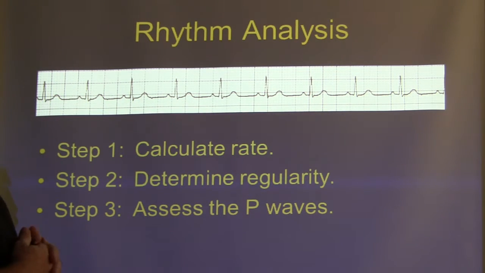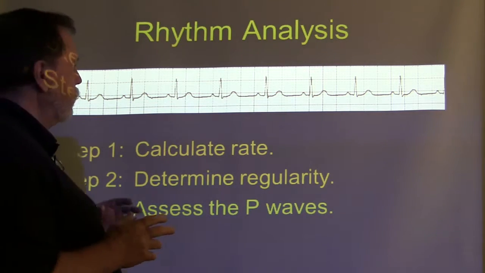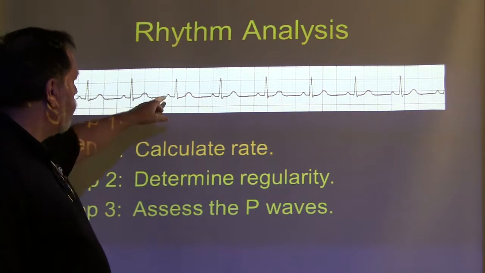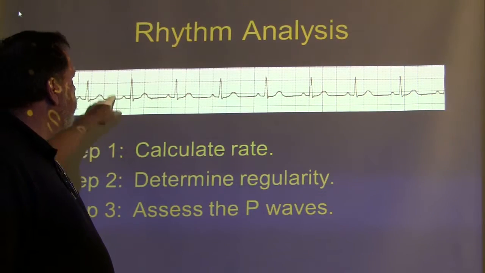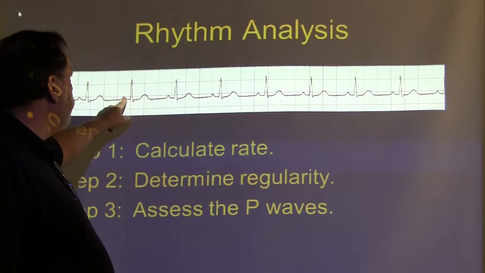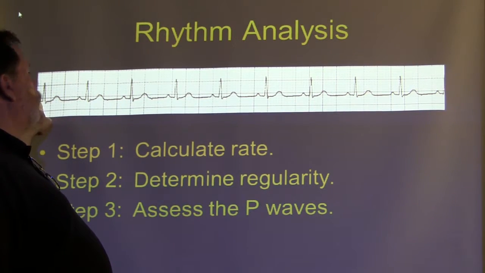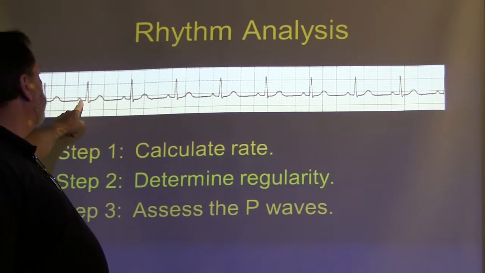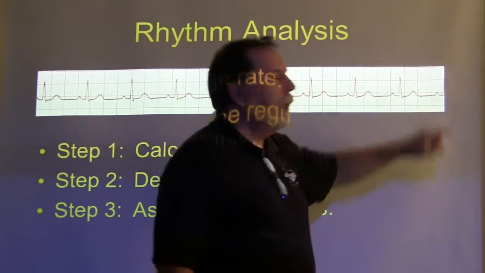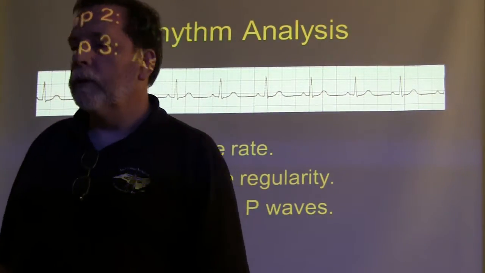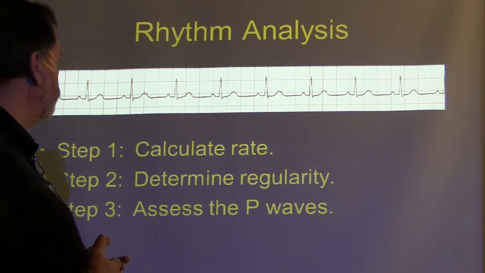In step 3, assess the P waves. We're going to look at the P waves. We'll start breaking this thing down now into its component parts. And you remember what the P wave is. Each QRS or each ECG complex should have a P wave associated with it. I see the trailing edge of one over here. I see one here, here, here, here, here. So we see a P wave for each one of these complexes.